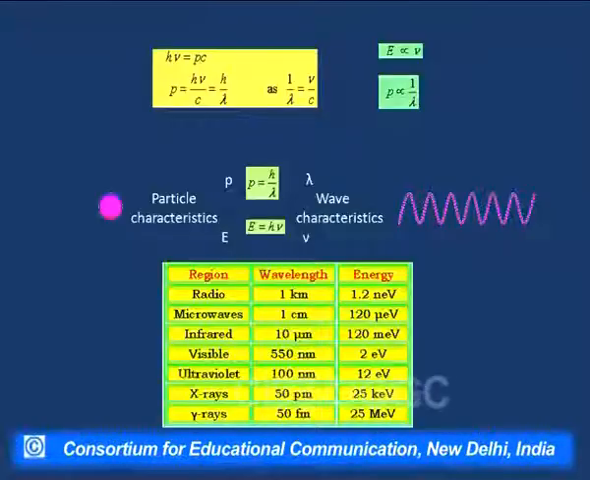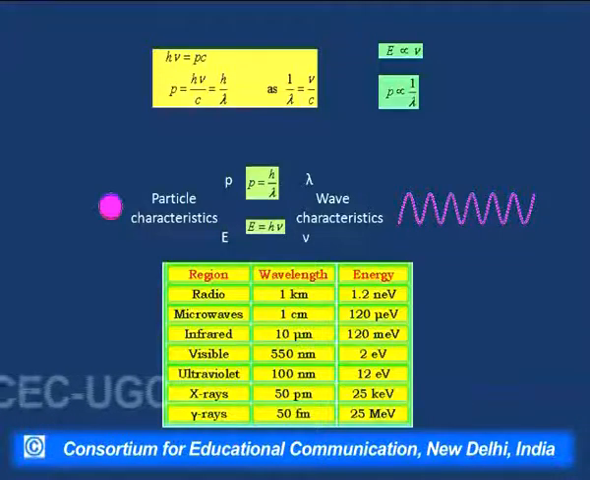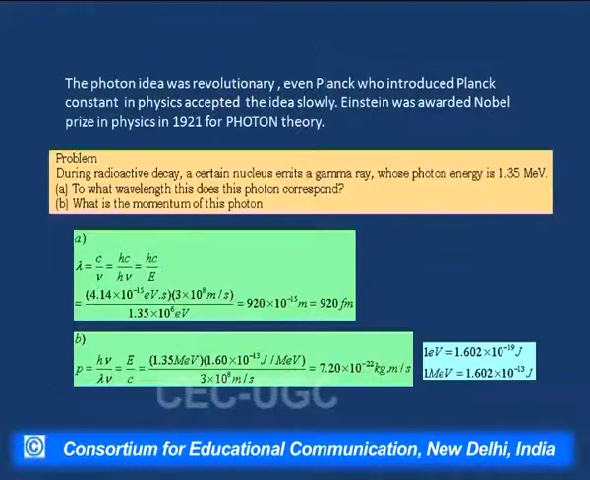There is a range for all these regions, but we are considering the order. Then X-rays, which is 50 picometer, energy is 25 keV, and gamma rays, the wavelength is very small, of the order of femtometer, and the energy comes out to be 25 MeV.